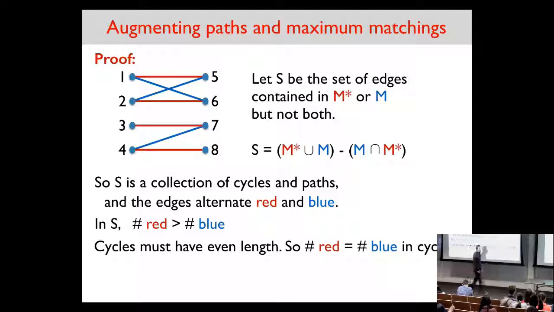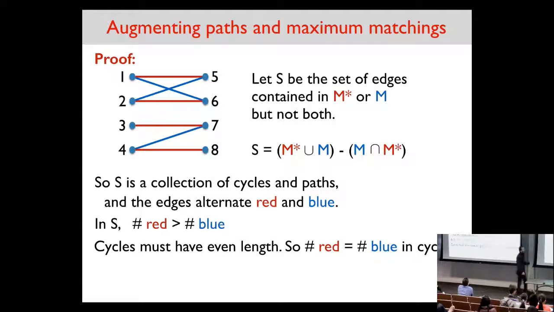Now, the cycles in S have to have an even length. This is something that I think you're going to prove in the homework. Whenever you have a cycle in a bipartite graph, it has to be of even length. You can check it. It's true. It cannot have an odd length cycle. So cycles in bipartite graphs have even length, and that means that the number of red and the number of blue edges in these cycles are the same.